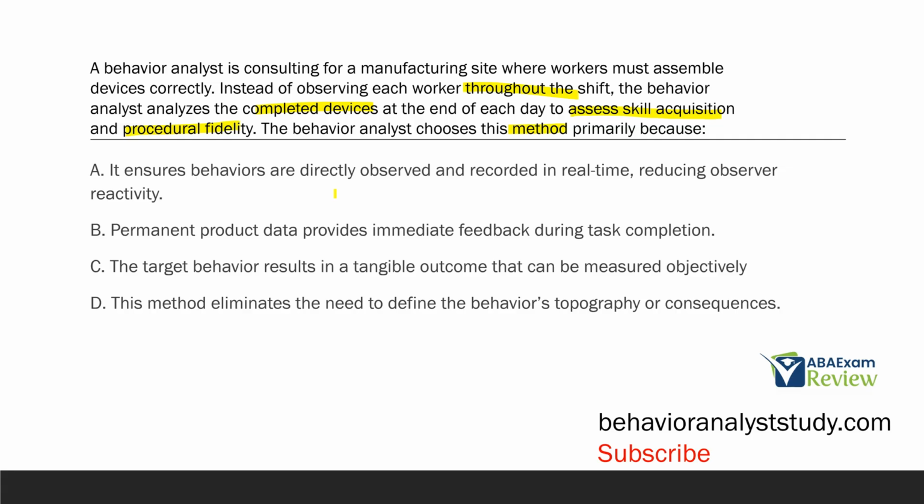A, it ensures behaviors are directly observed and recorded in real time, reducing observer reactivity. Now, permanent product will typically reduce observer reactivity because we aren't observing the learner or the client in this case. However, we aren't directly observing the behaviors either or recording them in real time. So half of A is correct, but the other half is not.